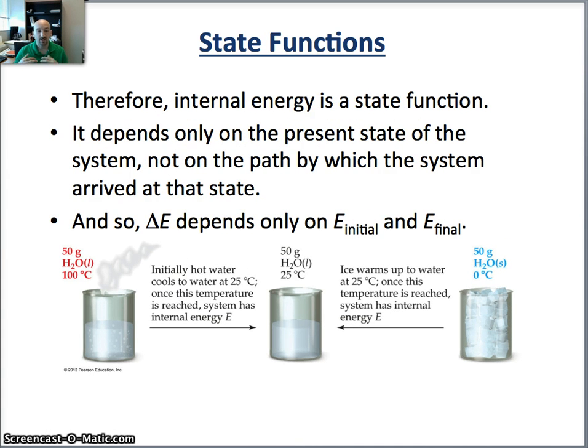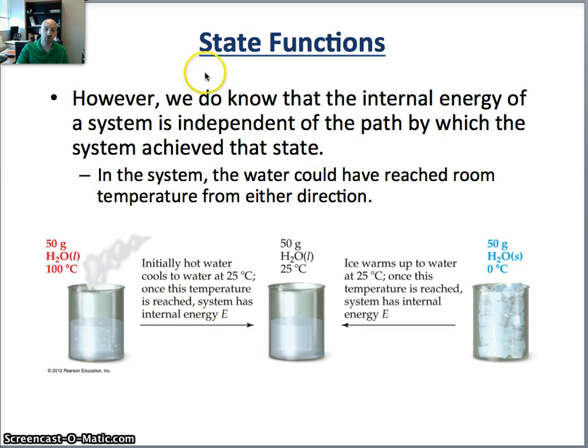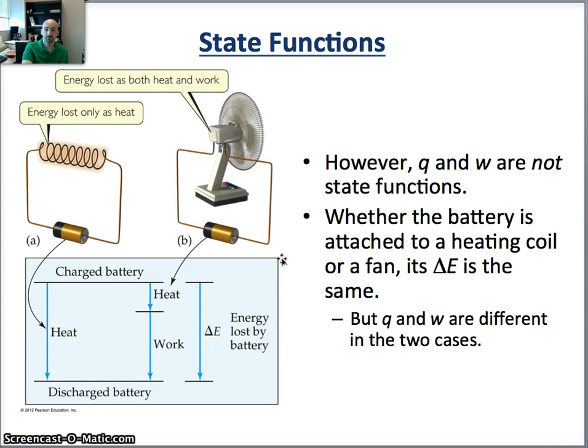Well, this tells us that internal energy is a state function because it depends only on the present state of the system and not the path it took to get there. So the change in energy is only concerned with the initial and final energy. When we define a state function, it doesn't really matter what path it took to get there. It's just this is the value. So going back to this, the water could have reached room temperature from either direction. We don't really know the path by which it achieved that, but we know that it reached room temperature. So internal energy is a state function.